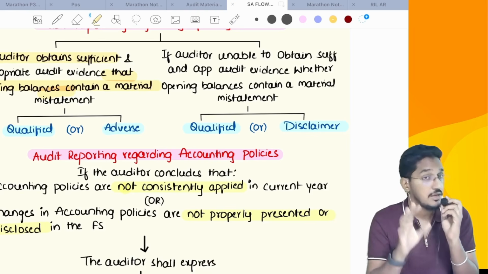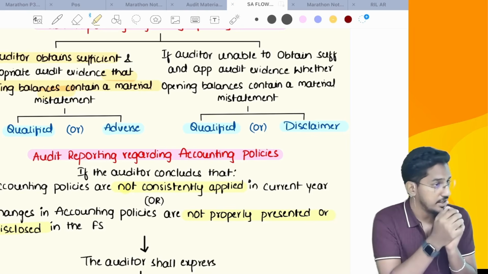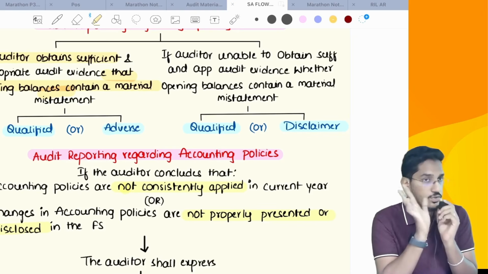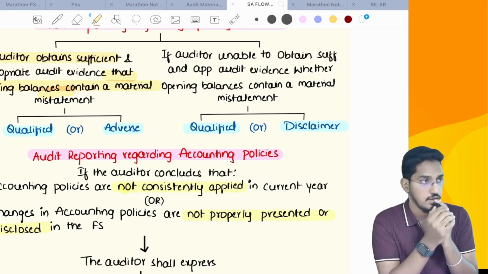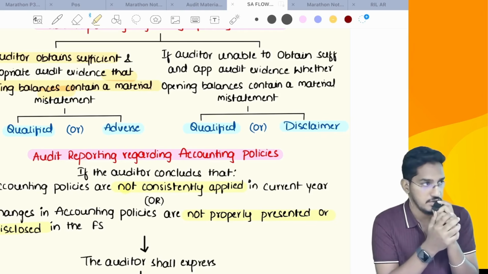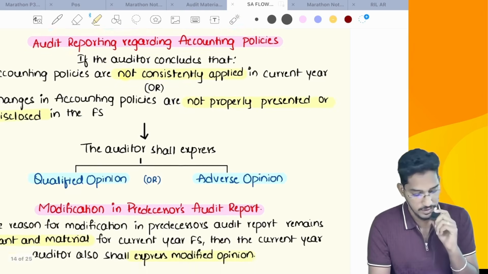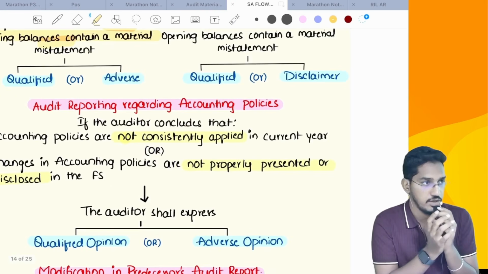There is a valid reason, but they did not appropriately disclose it. In both these cases, what are you supposed to do? Modified opinion you have to give. Which kind of modification? I told you, you have evidence. What will you do? Either a qualified opinion or an adverse opinion you are required to give.